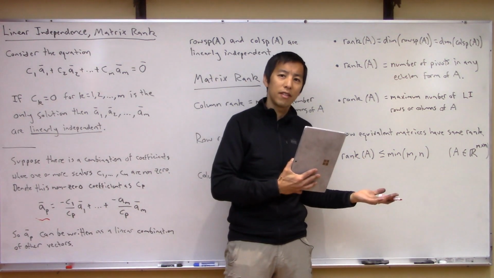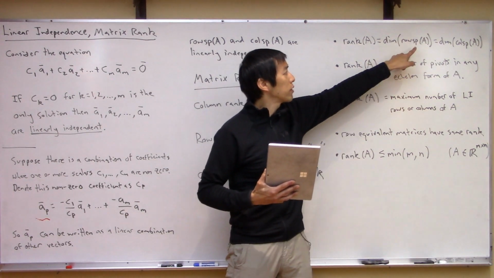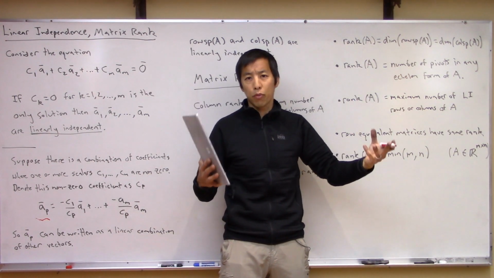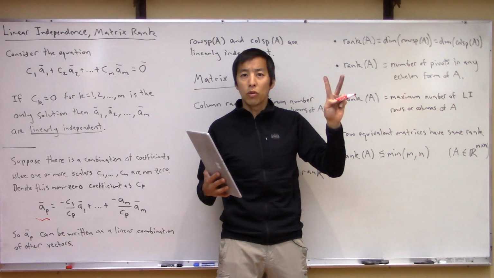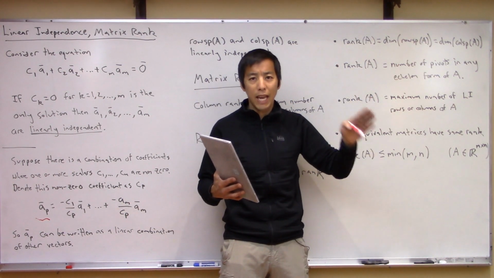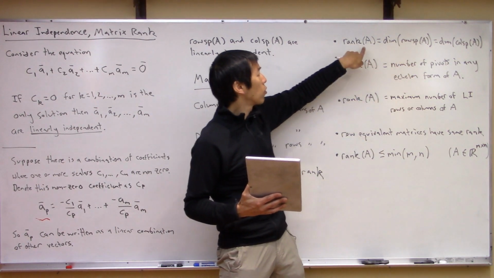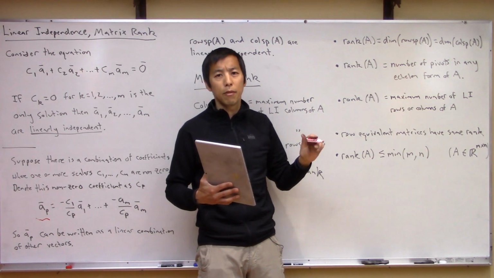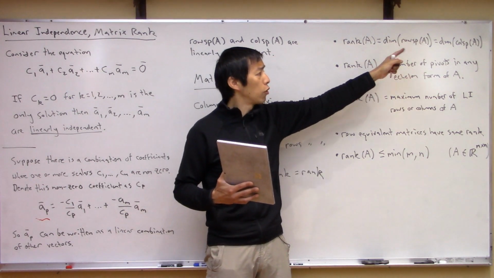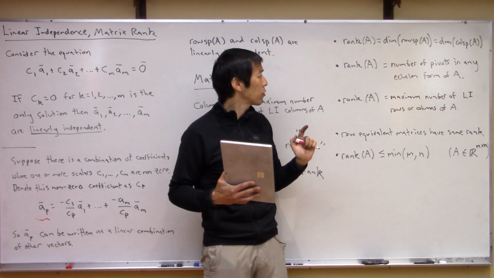In our previous example earlier, we saw that the matrix A was a 3 by 3 matrix, but the row space and the column space were actually only two-dimensional. It was just a plane. So in that case, the rank of that matrix A was 2, because there were only two linearly independent vectors needed to describe either the row space or the column space of that matrix.